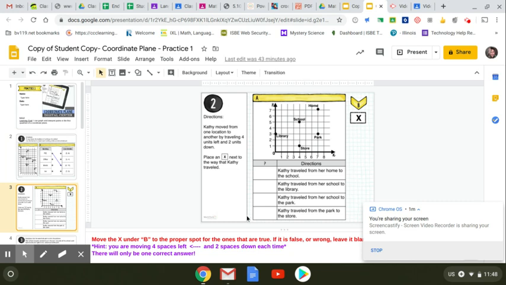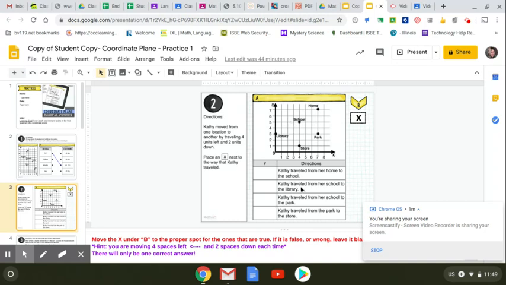The next slide says Kathy moved from one location to another by traveling 4 units left and down 2. So that means you're going this way 4 and then down. You're going to put an X next to the way that Kathy traveled. Hint, if you look down here, there's only one correct answer. It says Kathy traveled from her home to school. Well, you have to start at home. Got to move left 4: 1, 2, 3, 4. And down 2: 1, 2. My point for the school is not there, so that is incorrect. That's false. I would not put an X on that one.